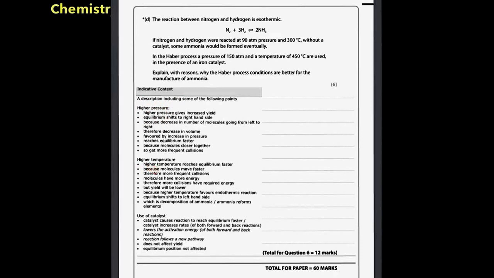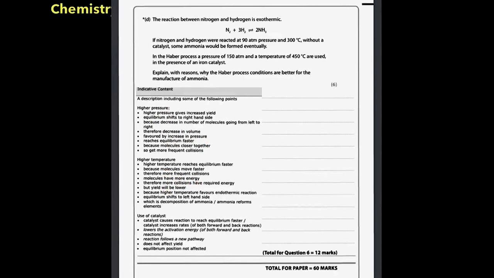The next thing you can talk about is the high temperature. A high temperature reaches equilibrium faster because the molecules move faster, therefore more frequent collisions. More molecules have more energy, therefore more collisions have the required energy, but the yield will be lower because high temperature favors the endothermic reaction. Equilibrium shifts to the left-hand side, which is the decomposition of ammonia. So these are the 2 things you can talk about, the pressure and the high temperature. You don't need to go into this much detail, but make sure you mention some of the points to get a really good grade.